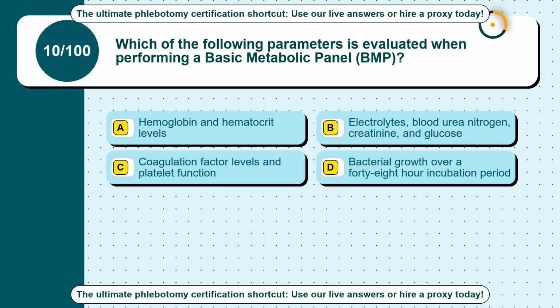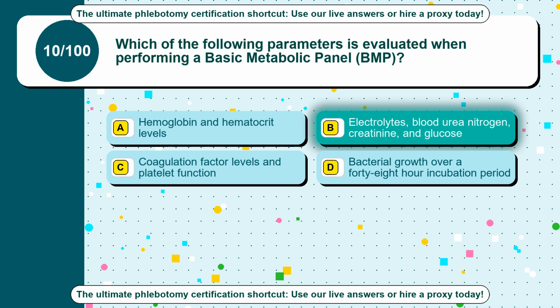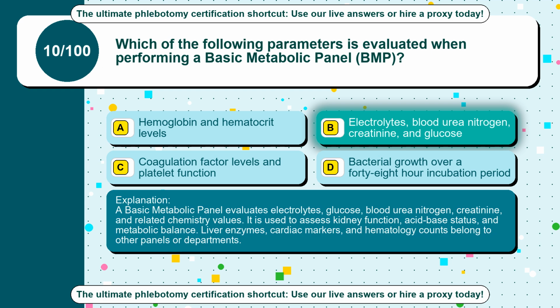Option C, coagulation factor levels and platelet function. Option D, bacterial growth over a 48-hour incubation period. The correct answer is option B, electrolytes, blood urea nitrogen, creatinine, and glucose. A basic metabolic panel evaluates electrolytes, glucose, blood urea nitrogen, creatinine, and related chemistry values.